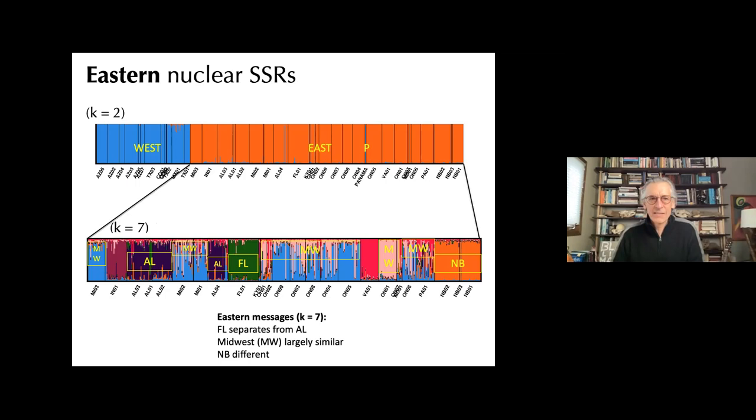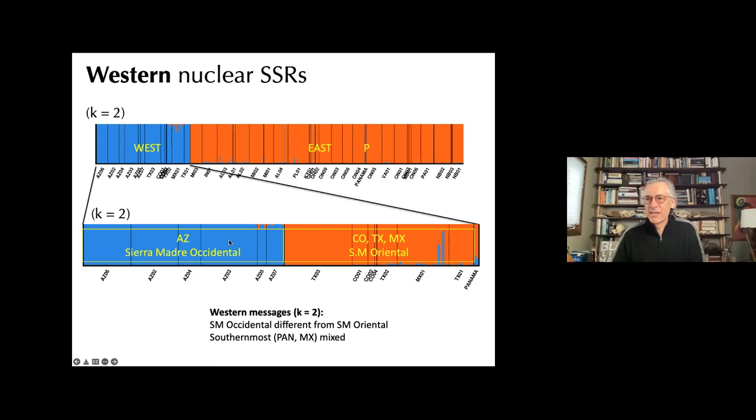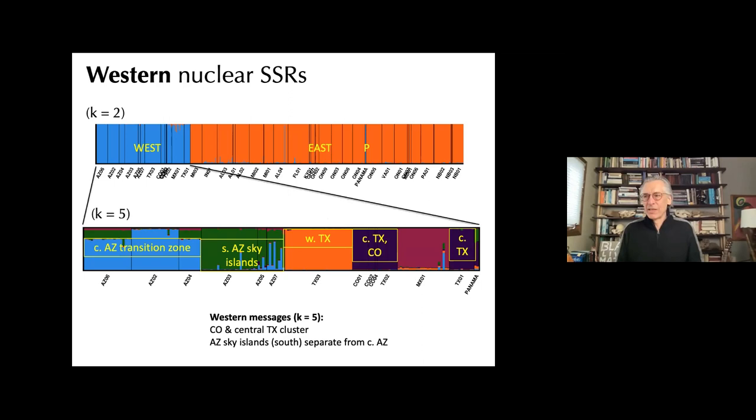So if we look at the Western, the nuclear information is really cool. It shows that the Sierra Madre Occidental, that's the Arizona populations, is different from the Eastern Sierra Madres. That's basically Colorado, Texas, and Mexico, that area. So that's really cool. And we can keep playing around with these things.